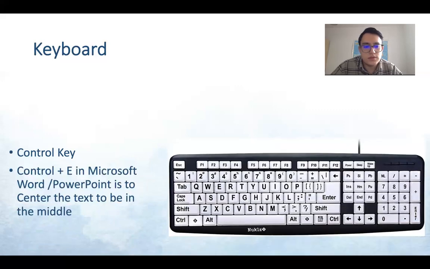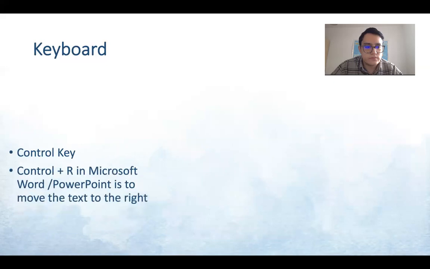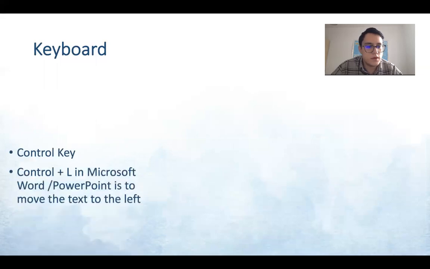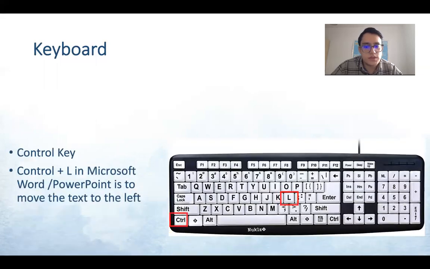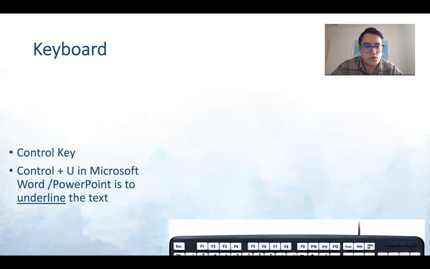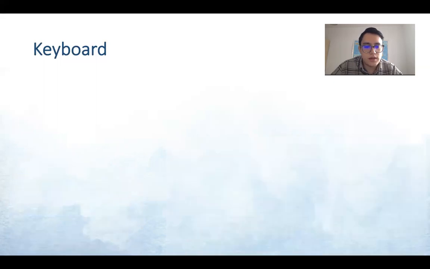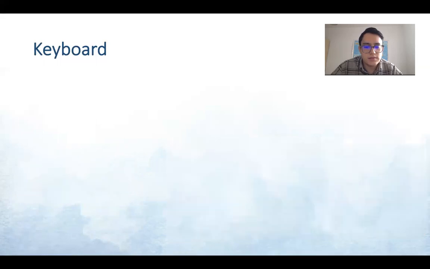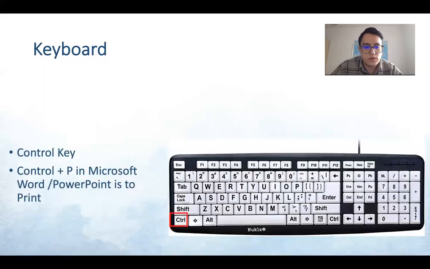Control E is to center the text to be in the middle. Control R is to move the text to the right. Control L is to move it to the left. Control U is to underline. Control I is to make it italic. Control P is to print.